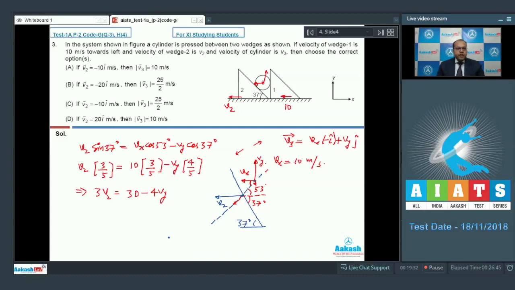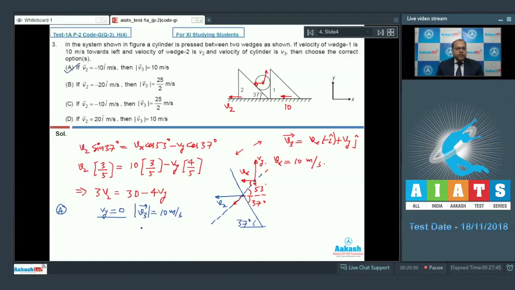So if I check option A, if V2 vector is equal to minus 10 I cap, it means that the value of V2 is 10. So if I substitute the value of V2 as 10, then this will become 30 is equal to 30 minus 4Vy. So the value of Vy is equal to 0. And at that moment, if Vy is equal to 0, then V3 magnitude is equal to Vx, and that is equal to 10 meter per second. So option A is correct.